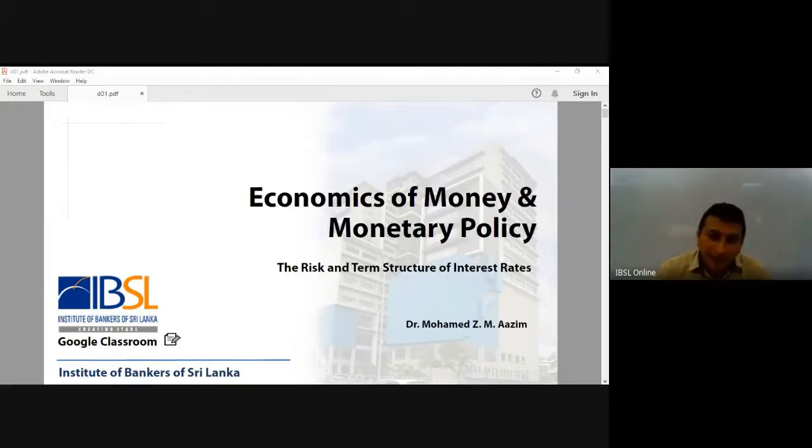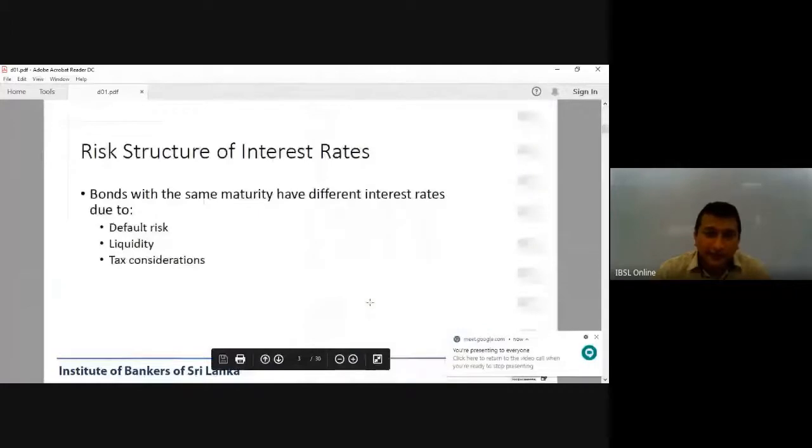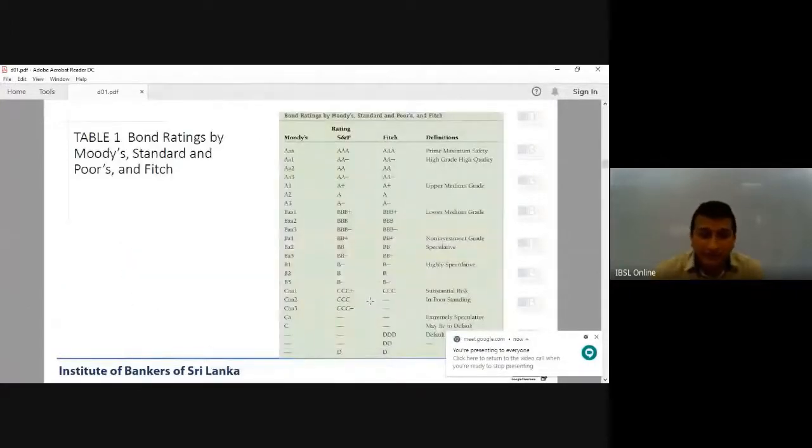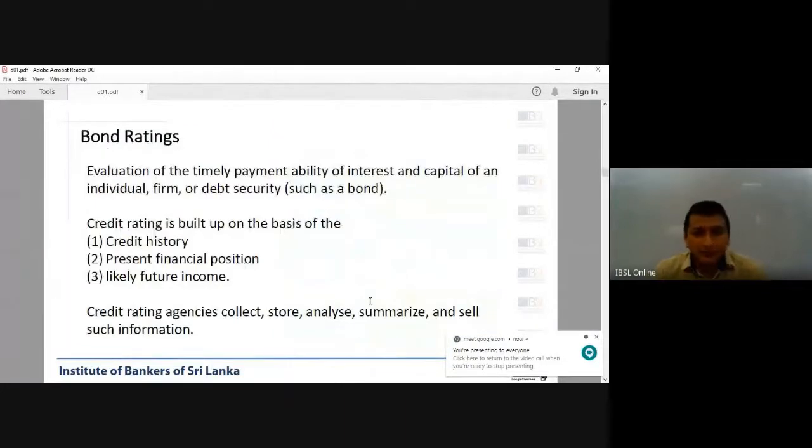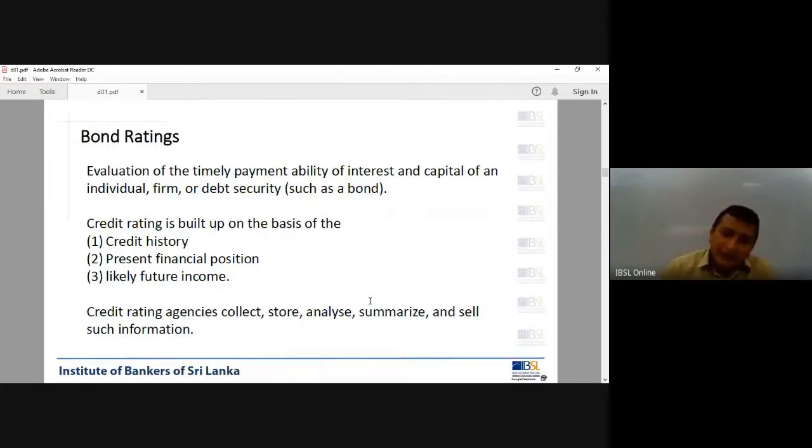We are here with the same handouts that we used last week, and I have taken you up to the point where we discussed the rating processes. To detail a little more, this rating is an evaluation of the timely payment ability of interest and capital of an individual, a firm, or a debt security such as a bond. So the bond rating evaluates the probability of timely payment of both capital at maturity and interest during the lifetime of a financial asset. In the case of a bond, this is the coupon payment.